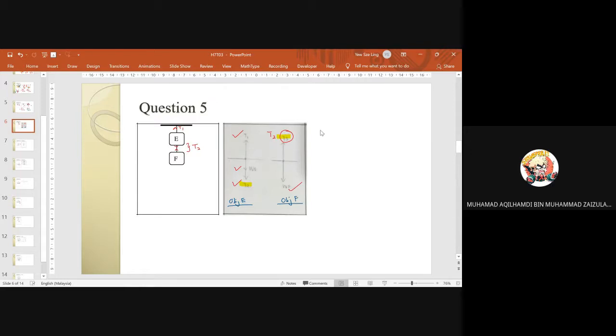Okay, so next, now let's look at the equations. Again, question 5 is happening when the object is at rest. The object is not moving.